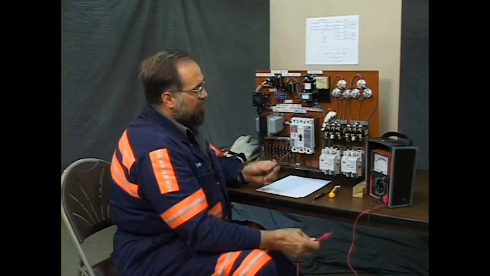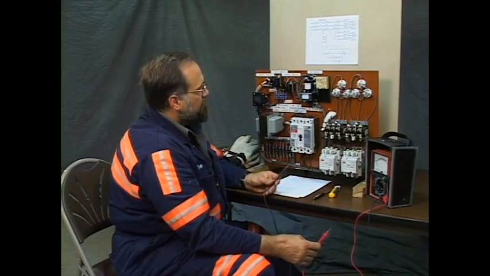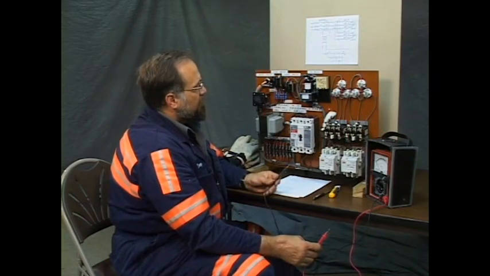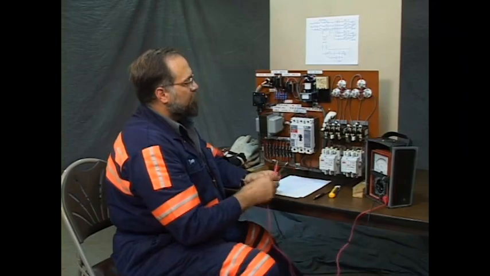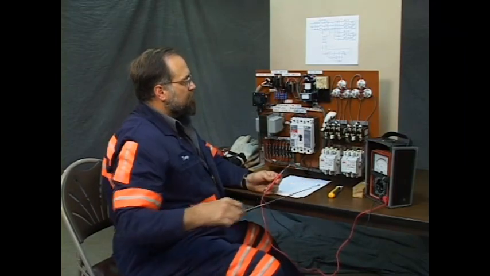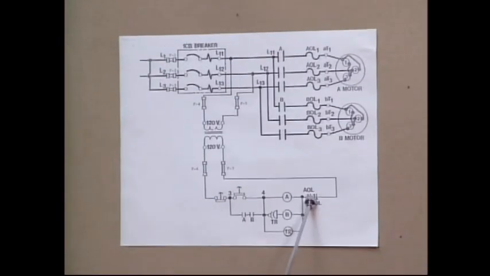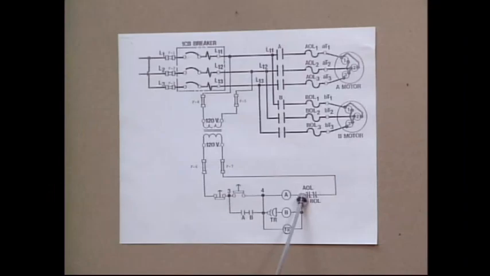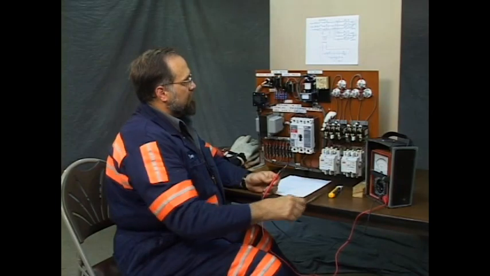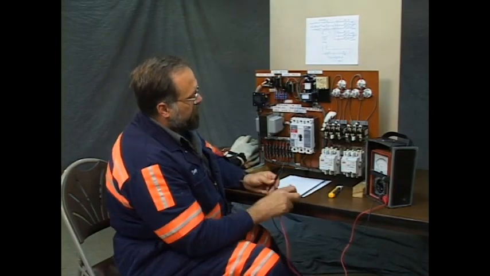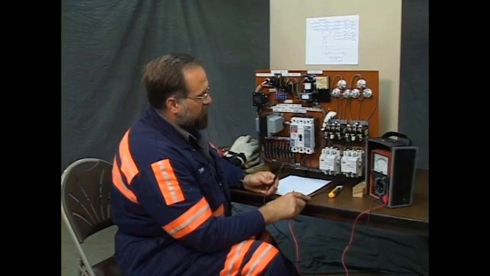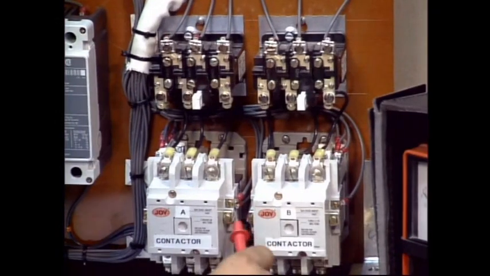Well, just to check as much of the circuit as we can, try to isolate it, I'm going to read from the return side of A contactor coil to AOL. That will take at least part of this away. Well, let me do that. We're going to try and narrow this problem down to as small an area as possible.